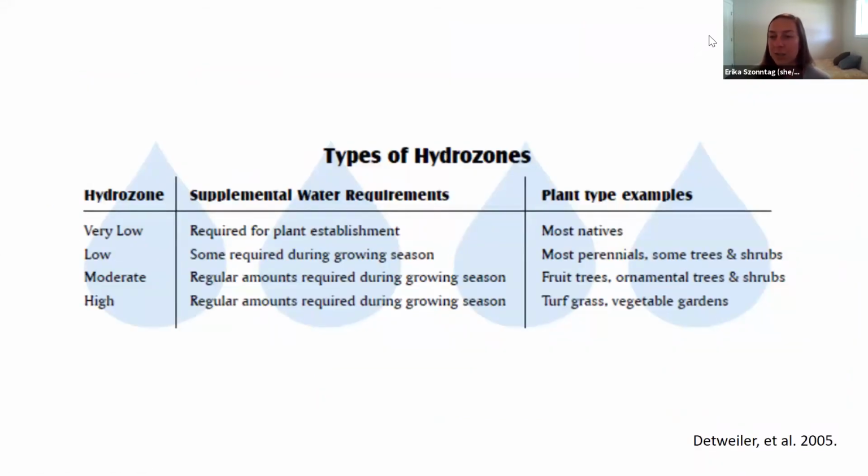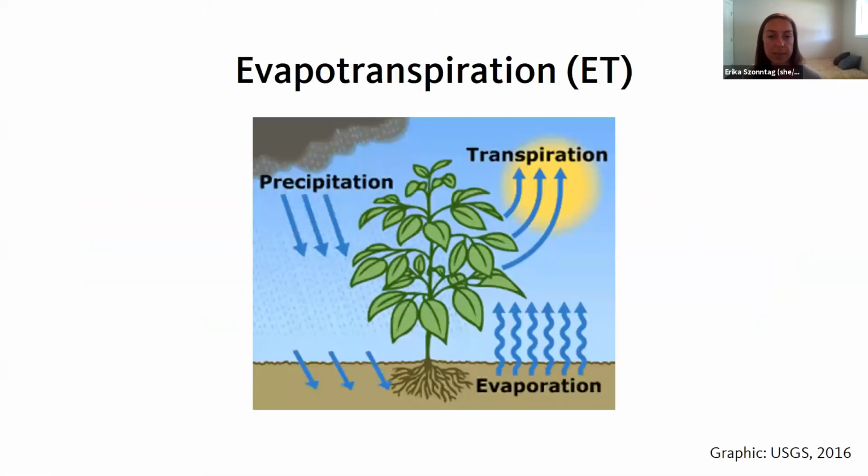And then this little chart outlines really easily different types of hydrozones. You'll see that most natives are considered to need very low water. Most plants, including natives, need some supplemental irrigation for initial establishment. But once they're established, and if they're healthy, many natives won't need much supplemental irrigation, if any, to look good in the landscape. And then just to compare, you can see when you come down that turf grass and vegetable gardens tend to take a lot of water. So this is just something good to keep in mind when you're laying out your landscape design.